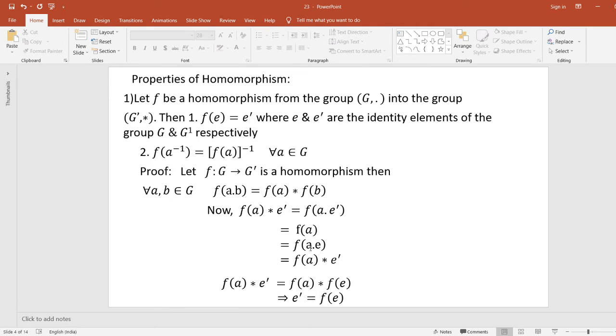Then f(a) can be written as f(a·e). a·e means a only. f(a·e) can be written using the homomorphism property as f(a) * f(e). So f(a) * e' is equal to f(a) * f(e), that is, f(e) is e'. By the cancellation law, we have f(e) = e', or e' = f(e).